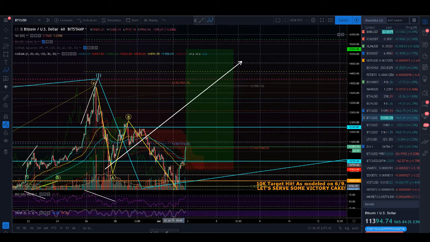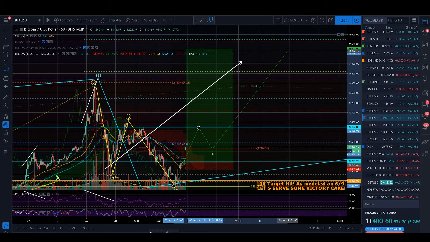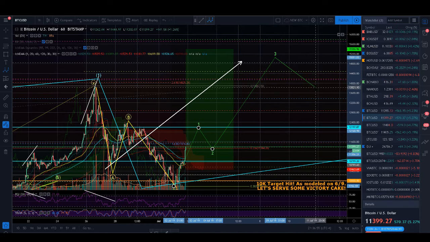If my thesis is correct, and we bottomed out on this correction, and now we're back in the next impulse, this is how I would like to see it play out. 1, 2. Oh, that wouldn't work. It would have to be... No, it could make 15. Yeah, it could make just about 15. 15.05 maybe. 15.50.